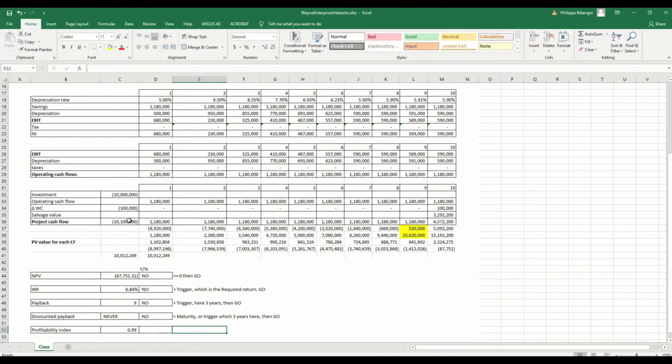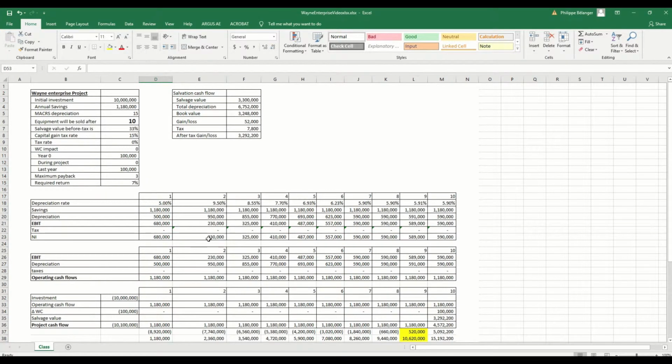0.99. Remember, if it's greater or equal to 1, then go. Smaller than 1, no go. So here it's obvious, everything is a no go. It's a no, no, no, no. So Lucius has a good idea, but does not word it.